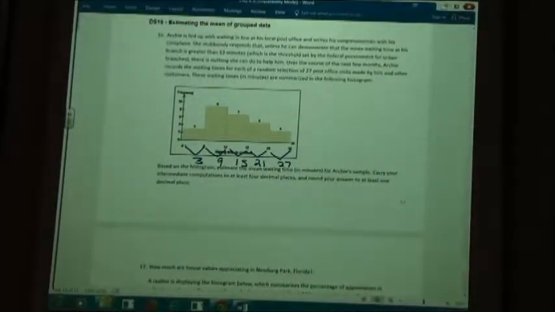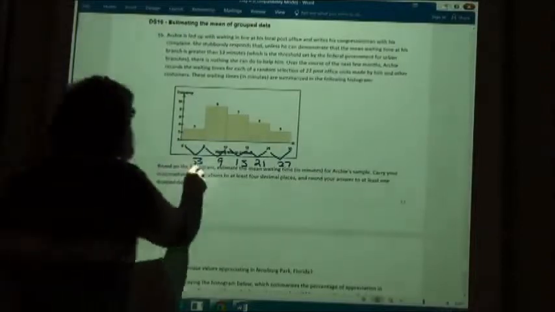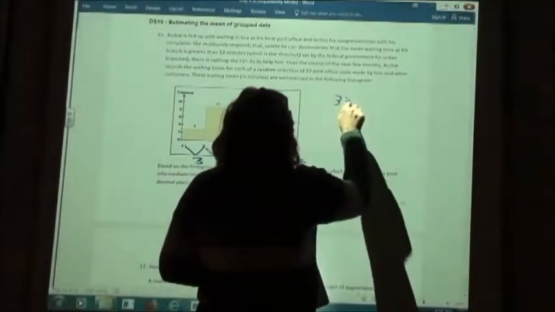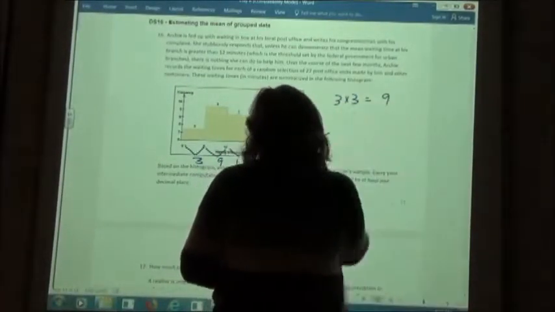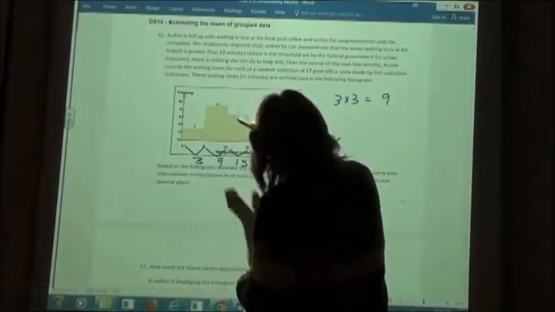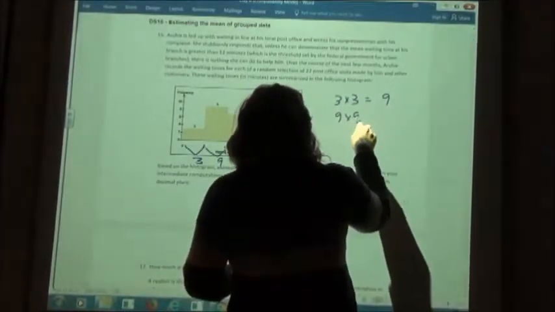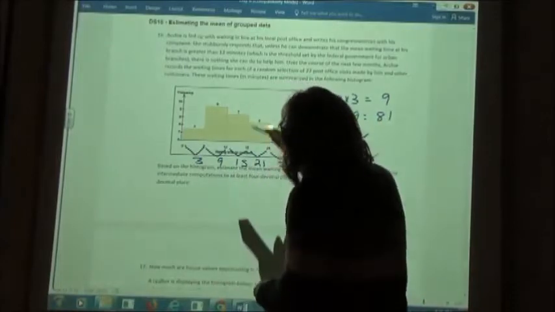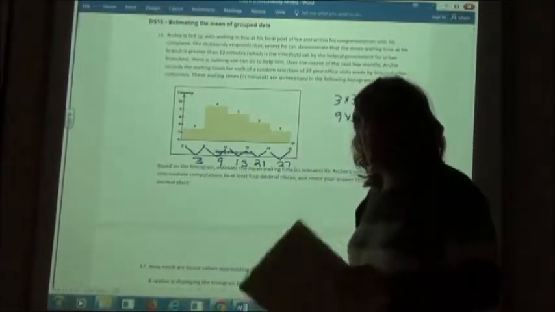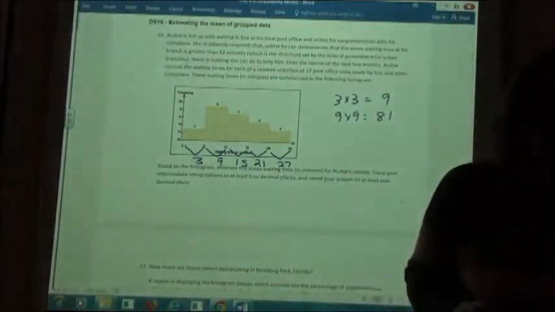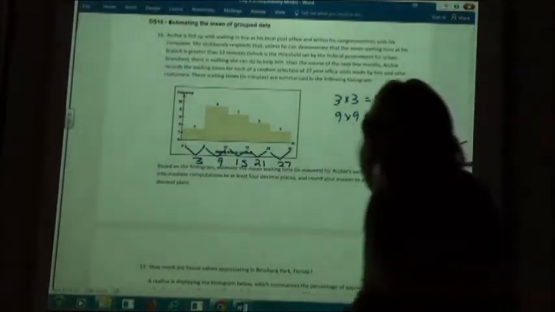Now we're going to use the midpoints and multiply them by each of the values, like we did with our weighted mean table. So we're going to take 3 times 3, which we know is 9. We're going to take 9 times 9, which we know is 81. We're going to take 15 times 7. What's 15 times 7?